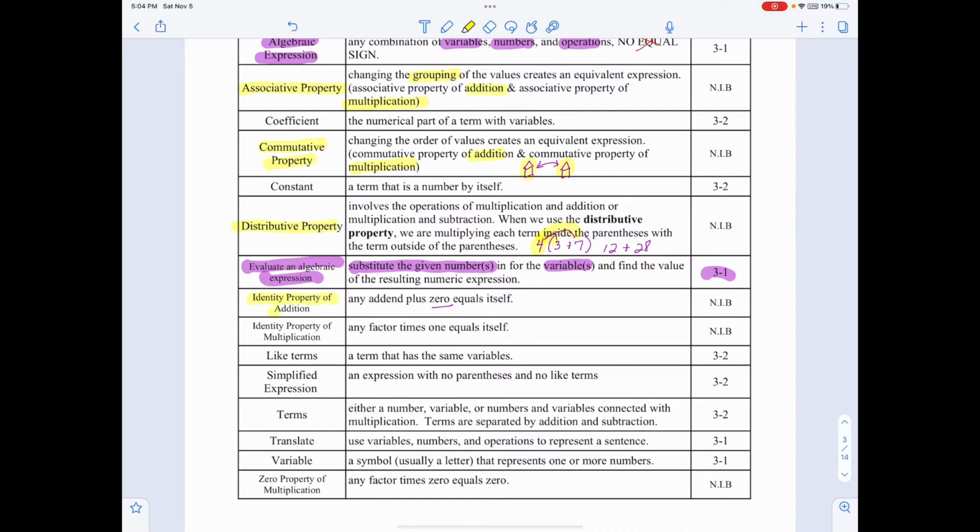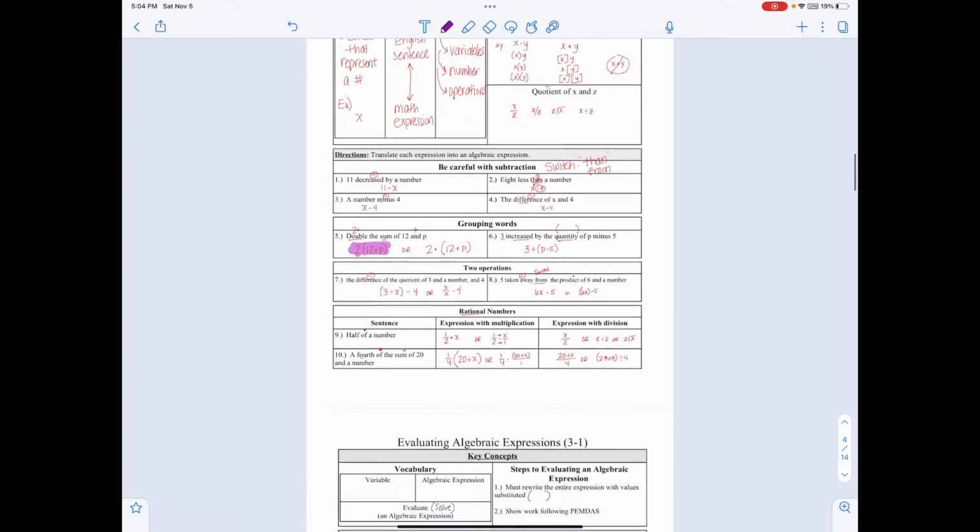The identity property of addition. So the identity properties just mean when you do something to the original addend or factor, the original number, it still equals itself. Okay, so we know for addition that special identity number would be 0. For multiplication, that special identity number would be 1. Okay, in order for it to equal itself again. The next one is the 0 property of multiplication, and it just says that anything times 0 equals 0. Okay. All right, let's go ahead and get into the actual lesson.